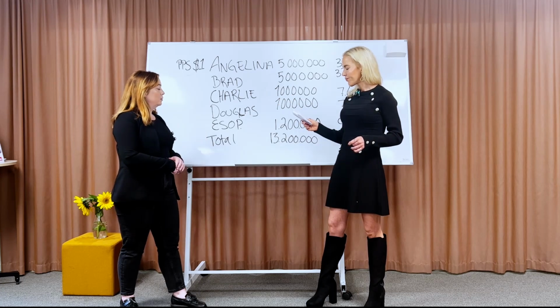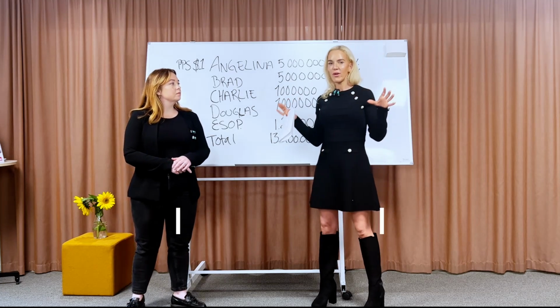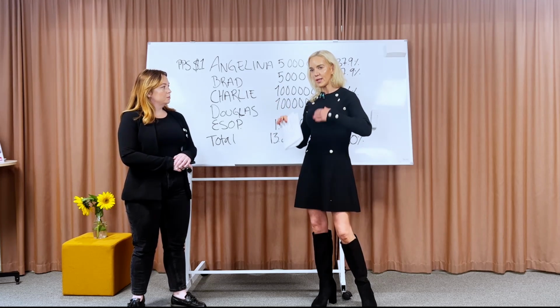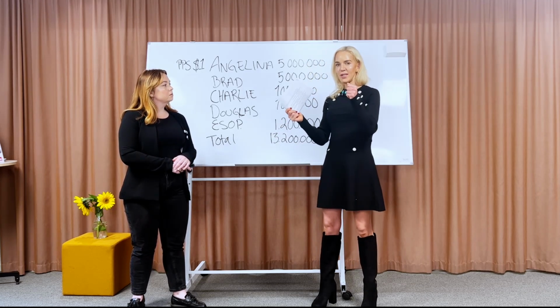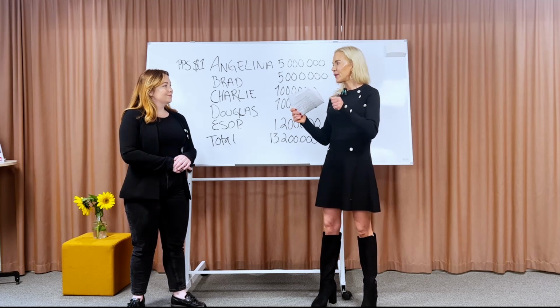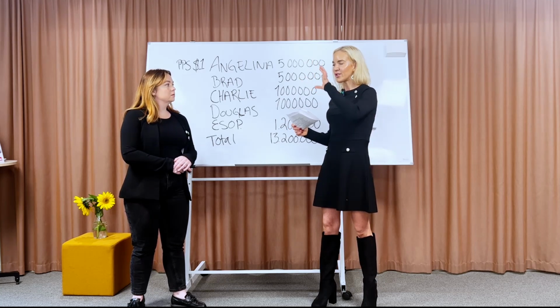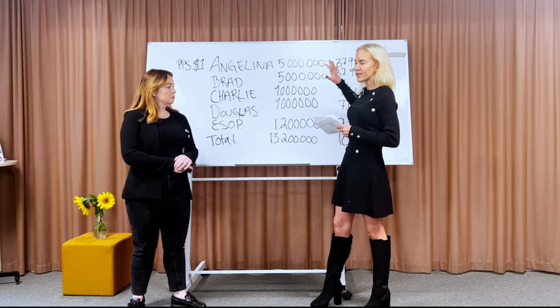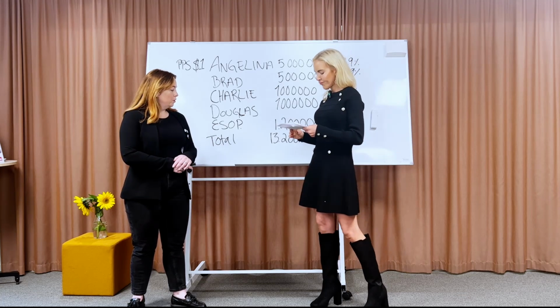Okay, and that takes us to number three. And that is to have a very, very clear overview. Then you can layer information, everything they need to know. But on the front page, so to speak, I love Excel, then you should just be able to see the general outlining. Super simple, super clear. Number four.